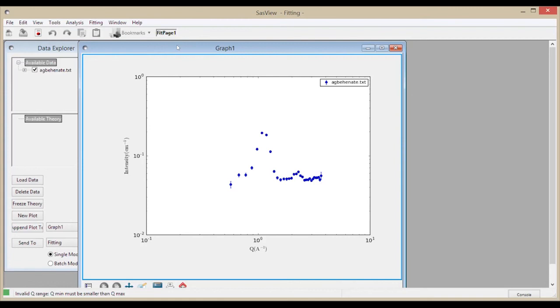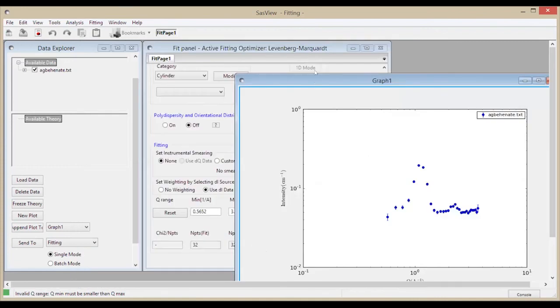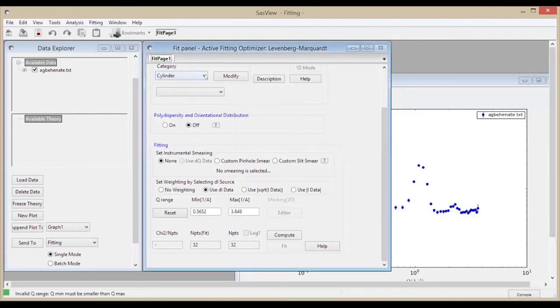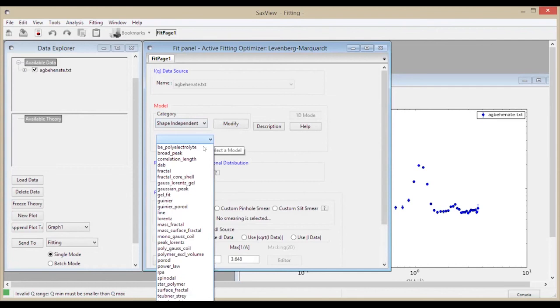So now we make a fitting. The fitting panel is usually somewhere below this graph, and it is here. First we have several categories, and then several models, and then we can have several combinations of these models. From the categories we select shape independent, because this is now only a crystalline peak. And now we have a Gaussian peak, for example. You see?